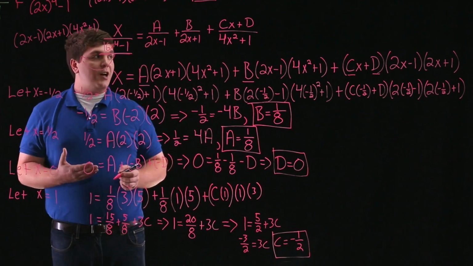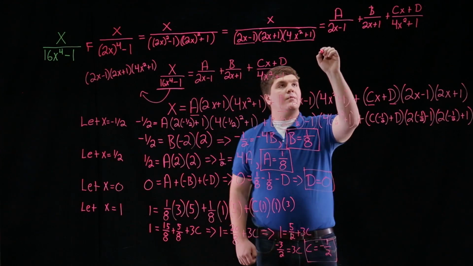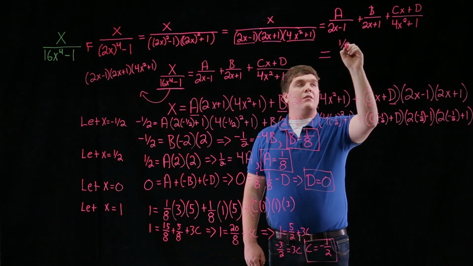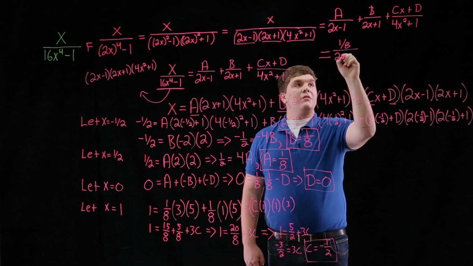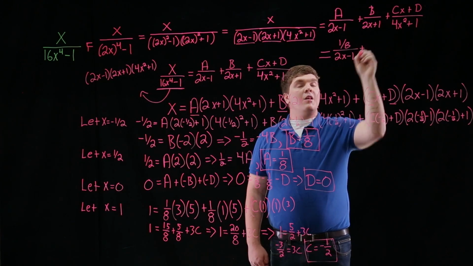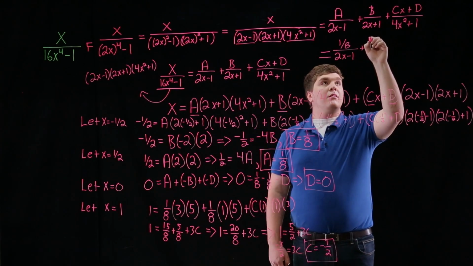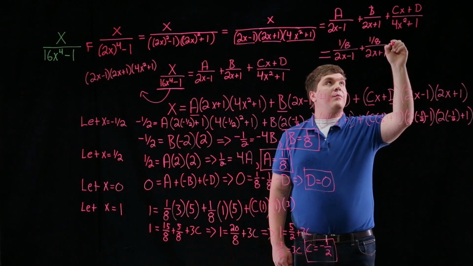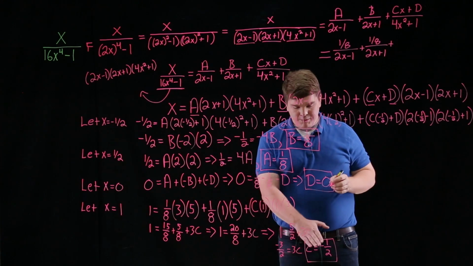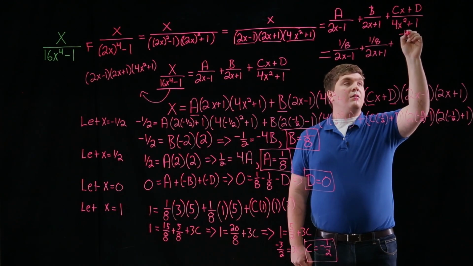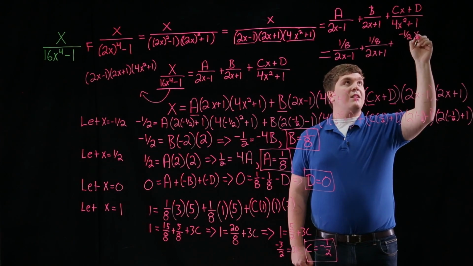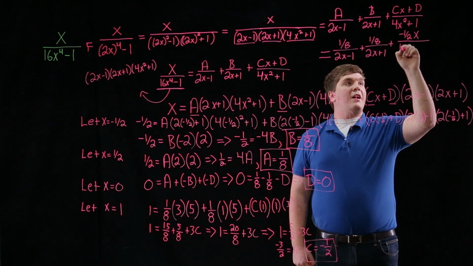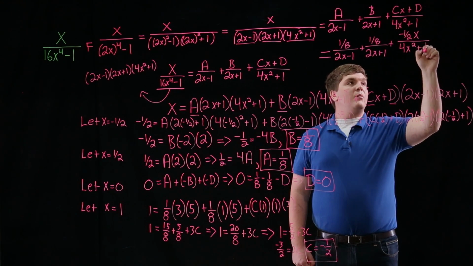So our partial fractions decomposition then is 1/8 divided by 2x minus 1 plus 1/8 divided by 2x plus 1 plus c we found to be negative 1/2. So it's negative 1/2 times x. And d we found to be 0. So we have negative 1/2 x divided by 4 times x squared plus 1.